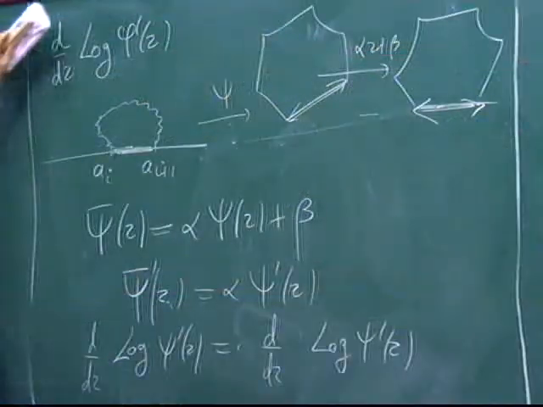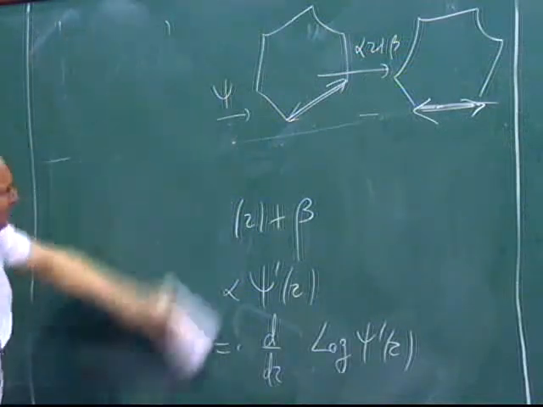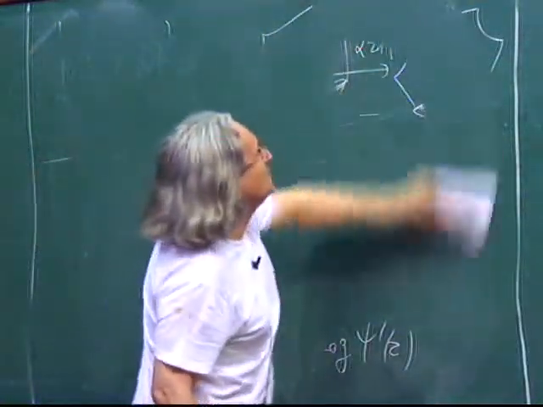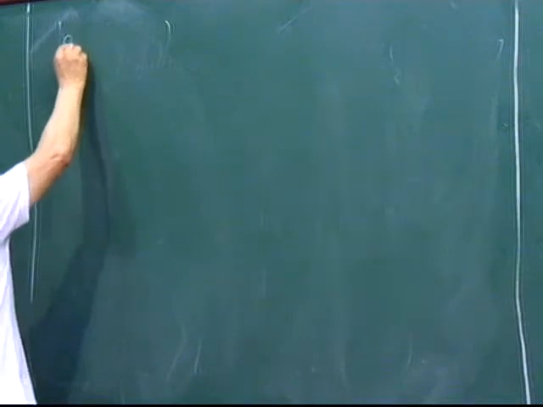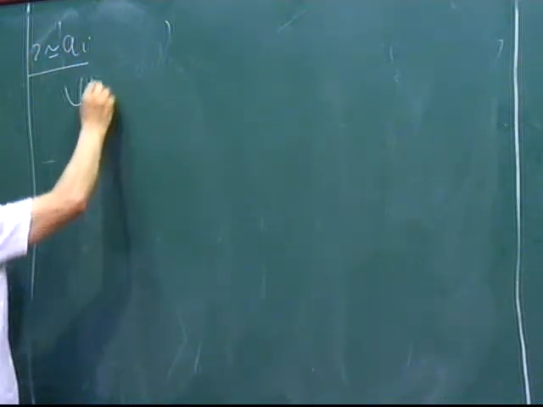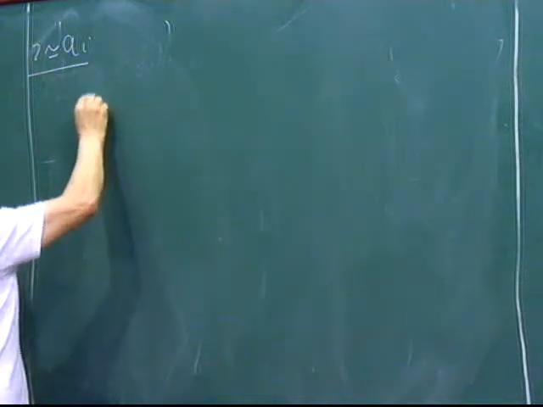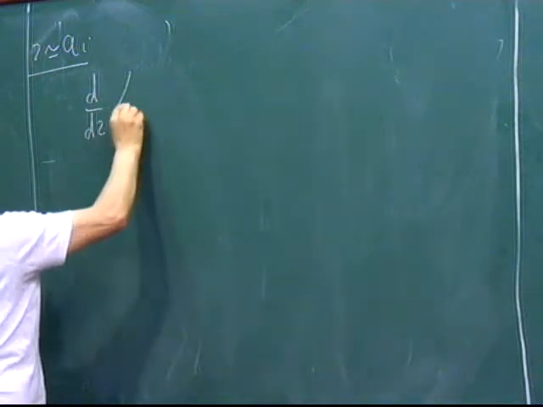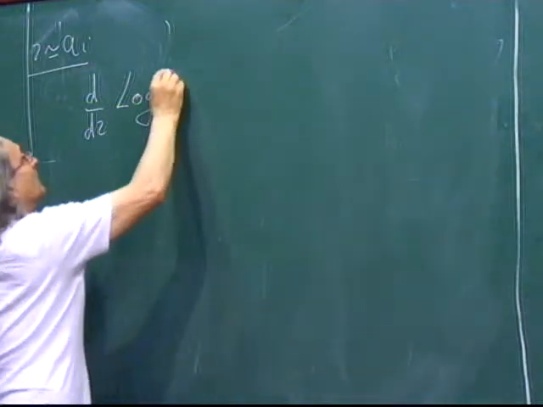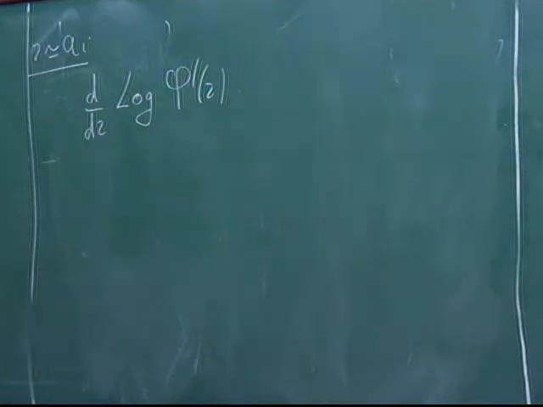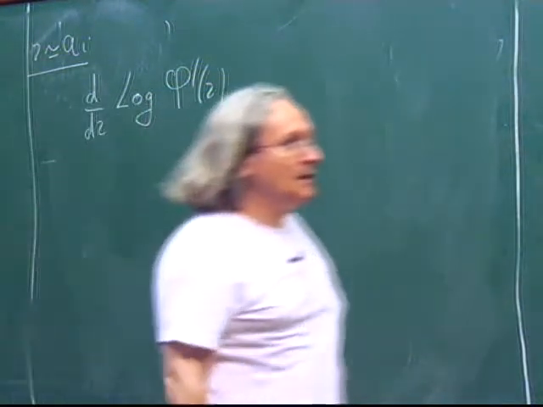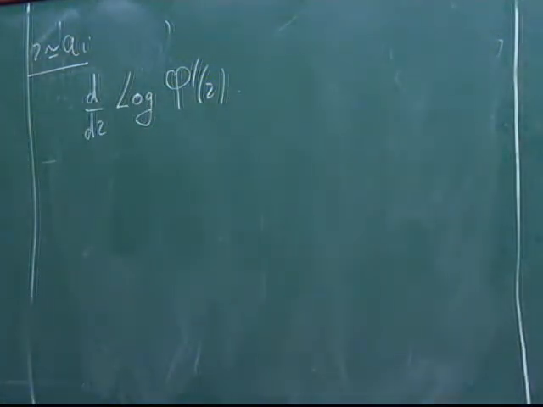Okay. Now, we want to understand what's happening in the neighborhood of these points Ai. We want to understand the behavior of d/dz log psi prime of z. How does it behave as a holomorphic function in the neighborhood of these points A1, A2, ..., An?